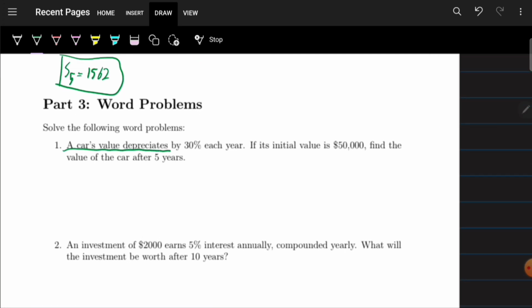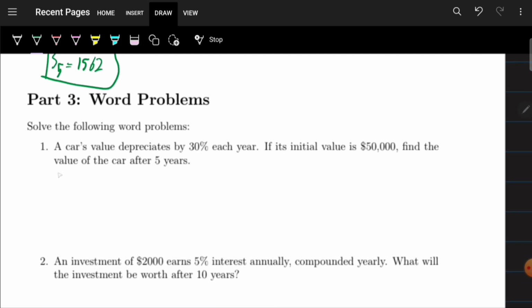It says a car's value depreciates by 30% each year. If its initial value is 50,000, find the value of the car after 5 years. So we start with 50,000. And if the car depreciates by 30%, which is equivalent to a decimal value of 0.3, it's retaining 70% of its value. So it's keeping 70% of its value.